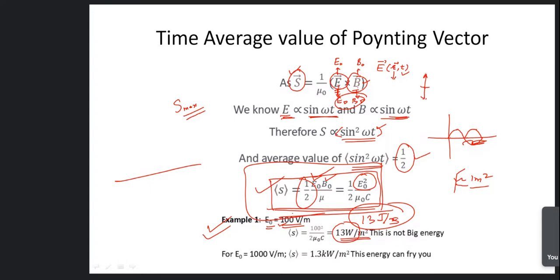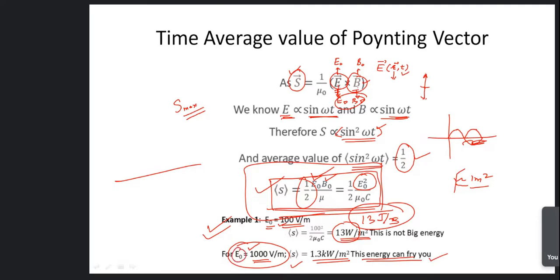Okay, but what actually happens? Actually, the Sun is radiating electromagnetic radiations in which the amplitude of the E field is 1000 volt per meter, and this produces 1000 times more, 1.3 kilowatt per meter square, which is the Poynting vector that the Sun is radiating, and this is enough to fry our body.